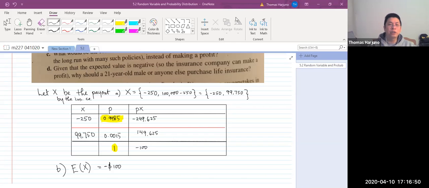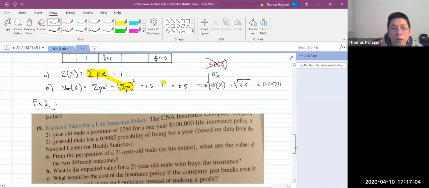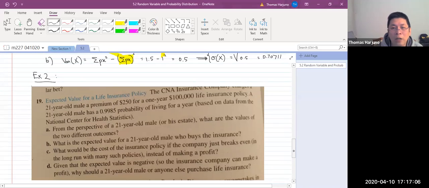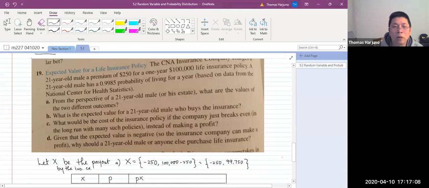Now, there's a question coming from one of you. Why don't we do the x squared and px squared? Well, so far that's not the question yet. In fact, if we look at this problem set here, they don't ask anything about variance. I will do that later, but let's see part C first. What would be the cost of insurance policy if the company just breaks even instead of making profit?